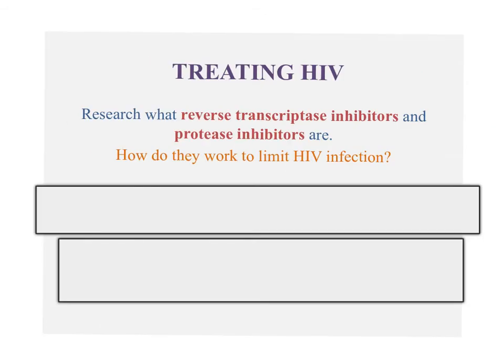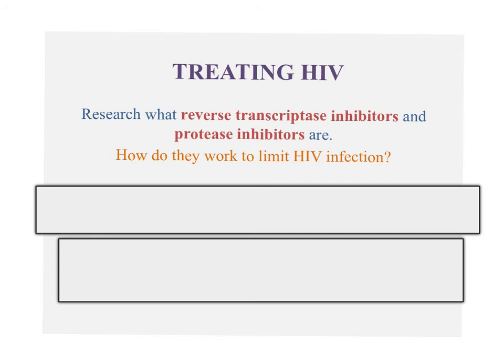So knowing what we know now about the structure of HIV, how it replicates, things like that, have a go at doing some research, and you can pause me for a second and find out how reverse transcriptase inhibitors and protease inhibitors work. They're both HIV treatments, and you need to find out and think about how they can be used to treat HIV. So pause now, and when you're ready to go through the answers, play again.